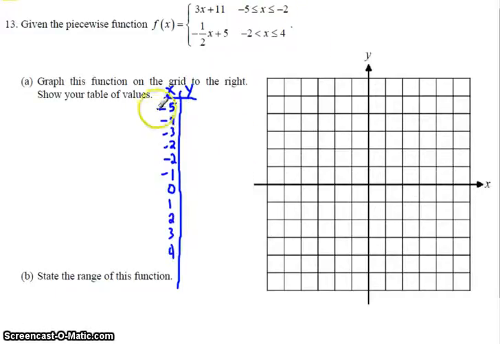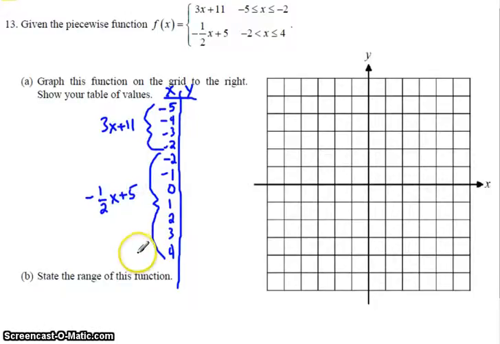All right, so from here to here is the 3x plus 11. And from here to here is going to be the -1/2 x plus 5. We could do this by hand. We could plug in -5 and use it here. But I think this is a good example of where the calculator can help us out.